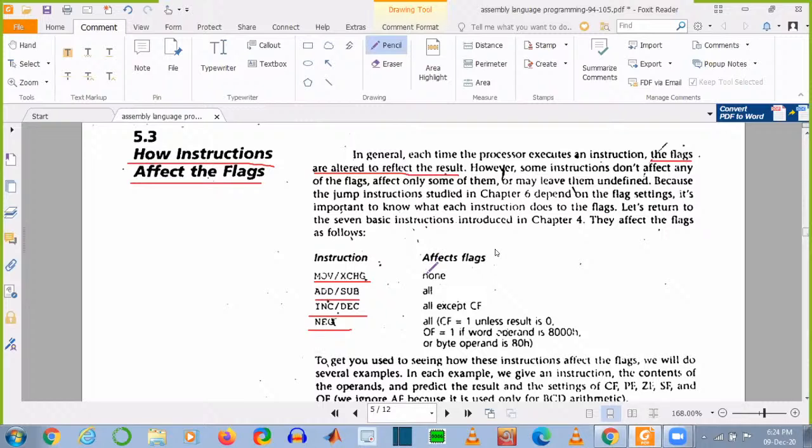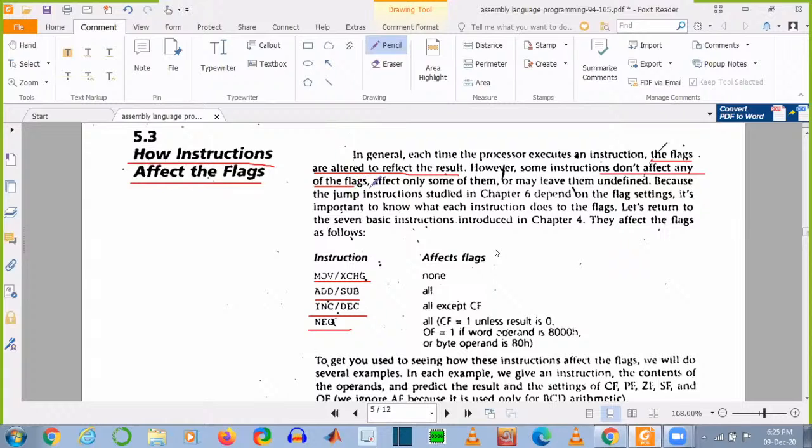And here we're going to talk about which status flag are affected by which operation. It is said that the flags are altered depending on the result of an operation. However, some instructions don't affect any of the flags, or affect only some of them. There are some instructions that do not affect any of the flags, so we have to look at those instructions. We have to see which instruction actually does not affect any of the flags.